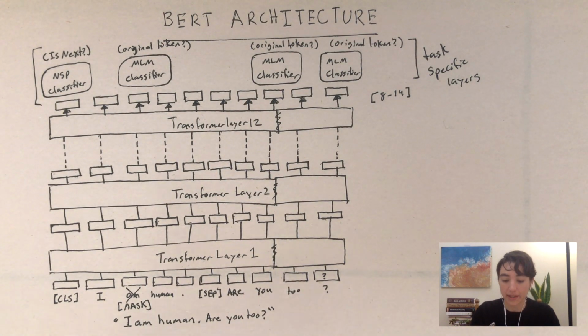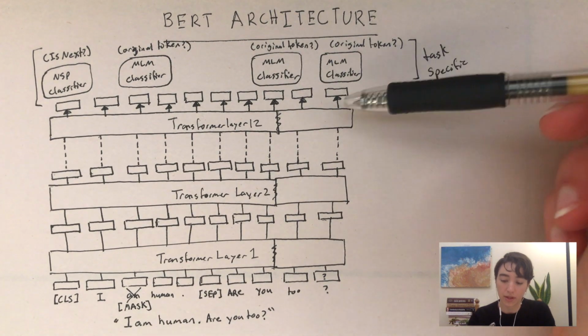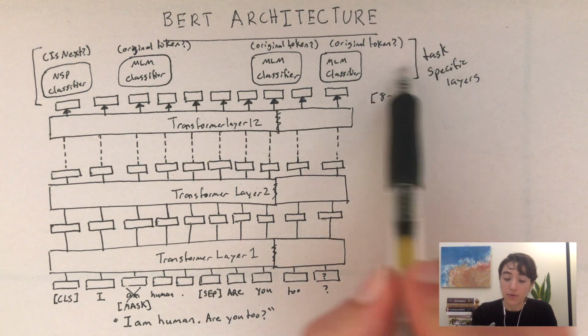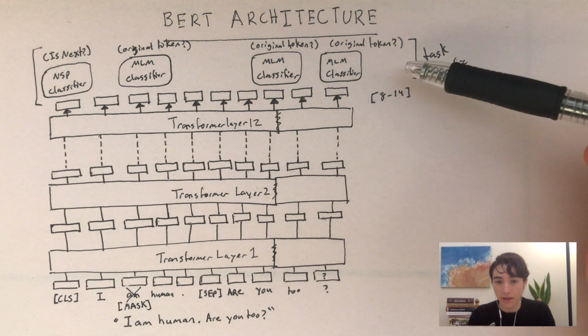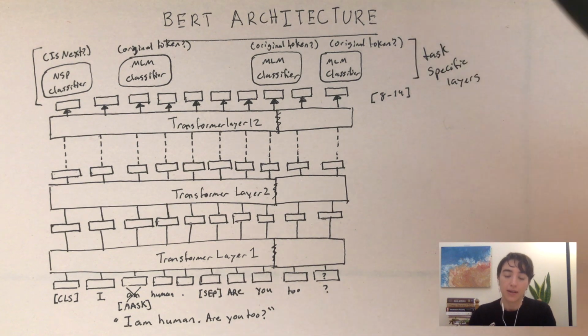The NSP classifier is next. What it's asking is, does this sentence make sense to follow this one? That's all this is asking. And of course, those go here. This is what the pre-trained BERT is trained on. And then we can remove this, add in whatever other final layers we want for whatever specific task we want.